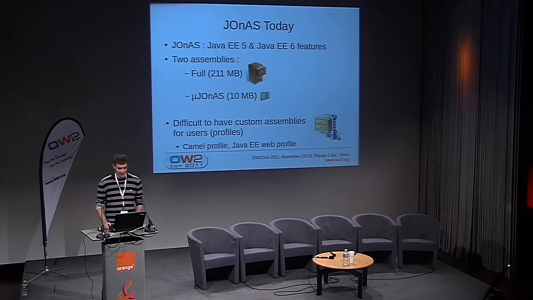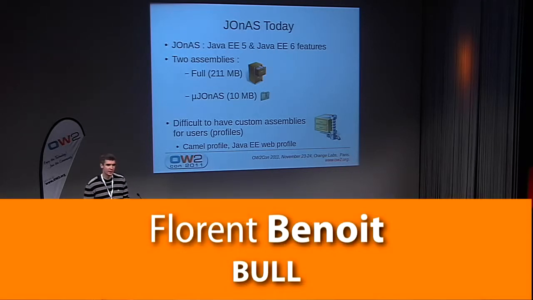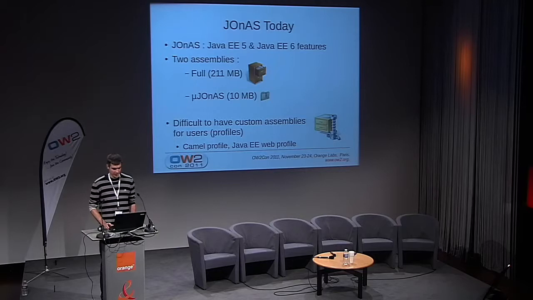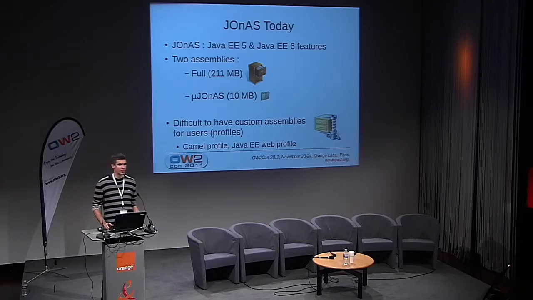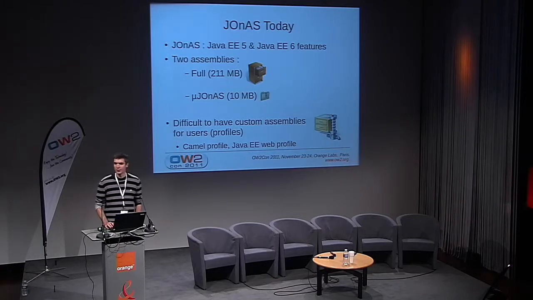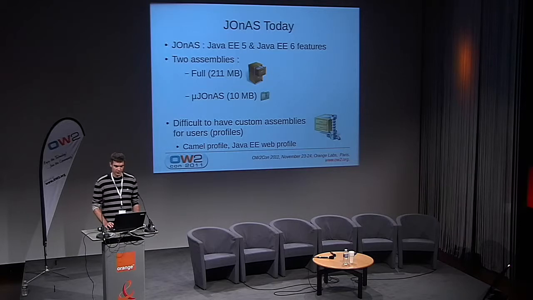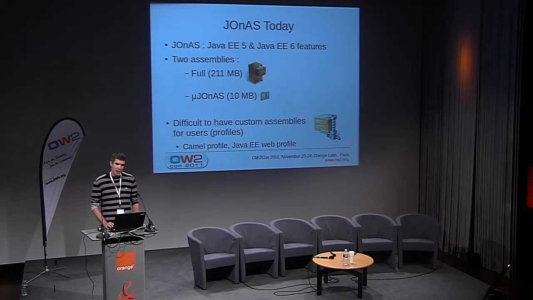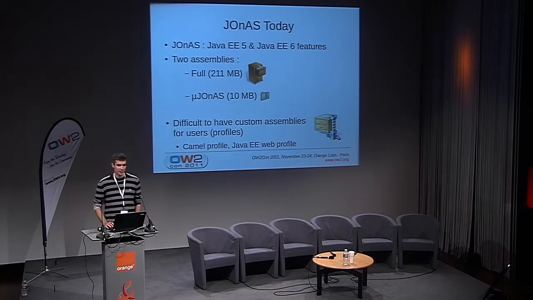Today in JOnAS, we have implemented Java EE, including Java EE 5 and some components of Java EE 6. For example, you can already use JPA 2, JSF 2, CDI, and Servlet 3.0. You have some EJB 3.1 components already available in JOnAS 5.3. And one of the problems is that we are only providing two assemblies.